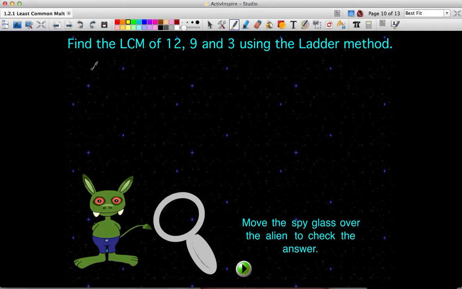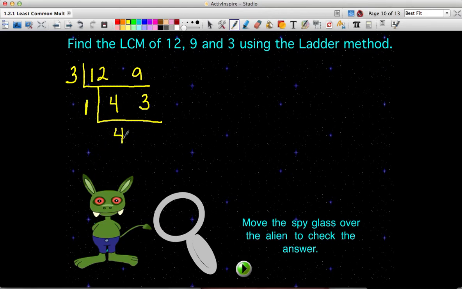All right, so I put 12 and 9 in my ladder. Both 12 and 9 can be divided by 3. 12 divided by 3 is 4. 9 divided by 3 is 3. The only number that 4 and 3 can be divided by is 1. 4 divided by 1 is 4, and 3 divided by 1 is 3.